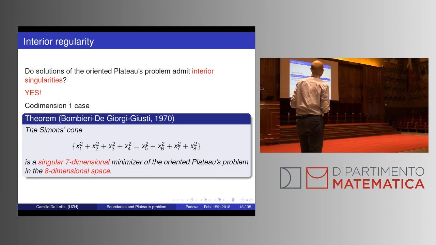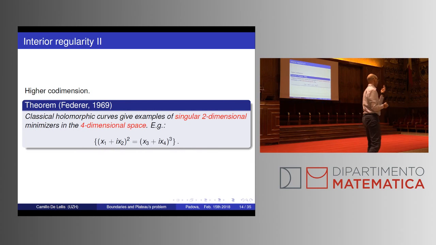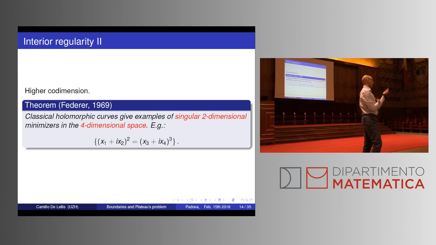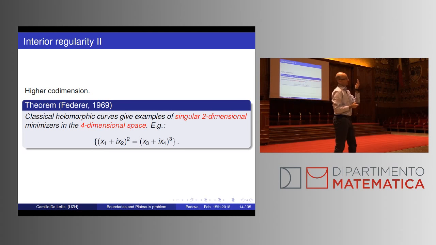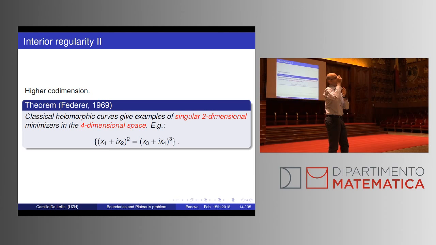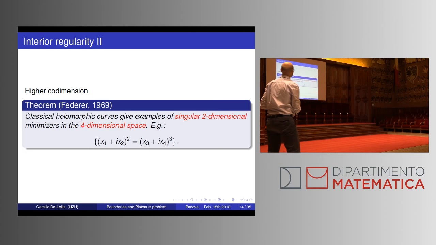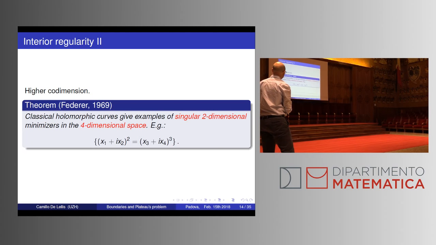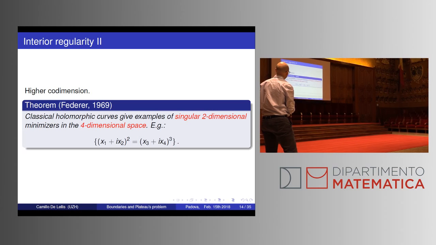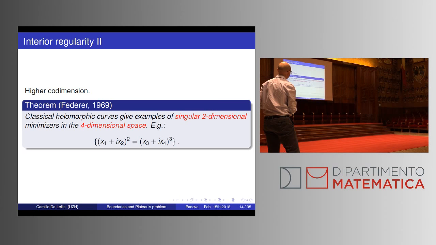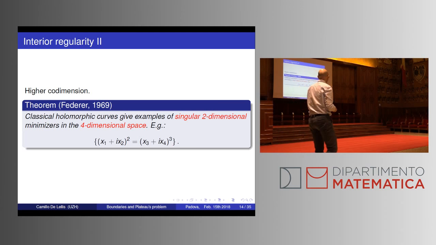Okay, even in higher codimension, actually you have singularities. You have many, even more. Federer in 1979 gave an example of a 2-dimensional surface. So the surface is very low dimension, but it's in the 4-dimensional space. So the space is 2 dimensions more than the minimizer. This surface, you can write it in complex coordinates, and in complex notation, this is the equation which is satisfied by the coordinates. So you see that you have one single equation, but these are complex numbers.